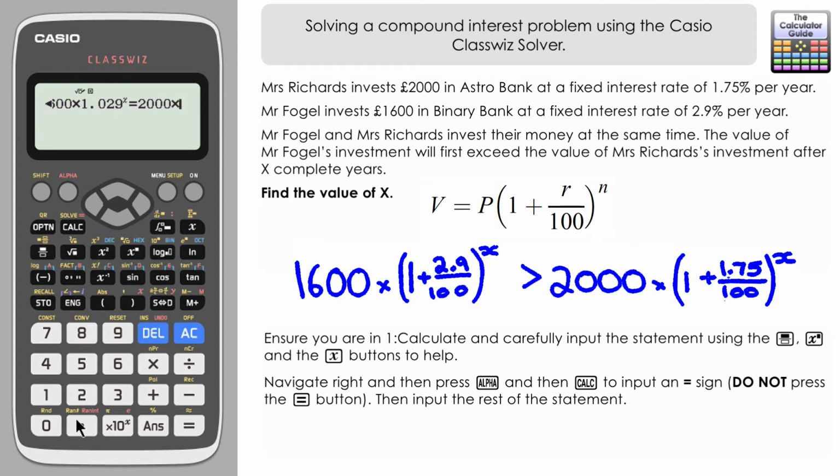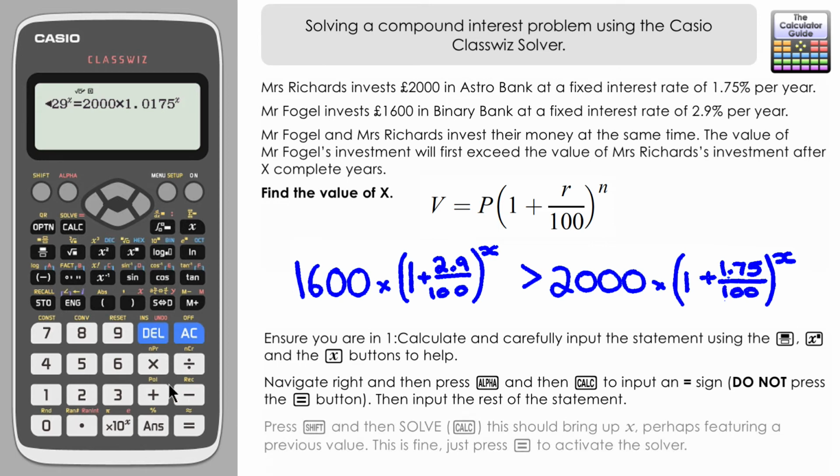And then you want to input the right hand side, Mrs. Richards' investment, carefully: 2,000 times, and again we'll input the rate as a decimal, 1.0175, and that's to the power of x. Okay, so now we're going to solve for x. This should find the amount of time when the two investments will be equal. So if you press shift and then solve, you can see we've brought up x here. This 5 that's already in there, yours might be different. That's just a previous value of x that we would have used, but it's going to change when we press equals at this point once the Classwiz has solved our equation for us.